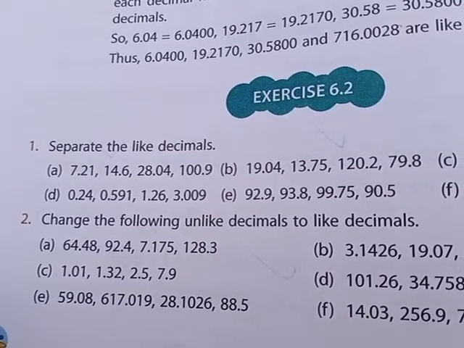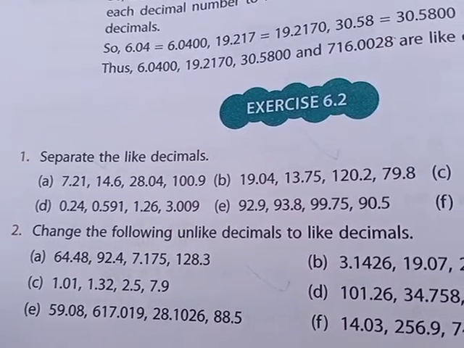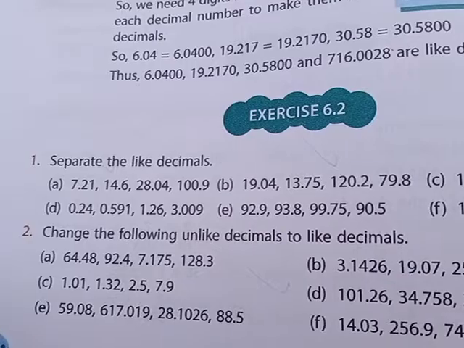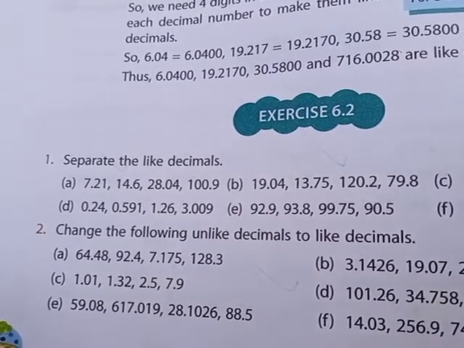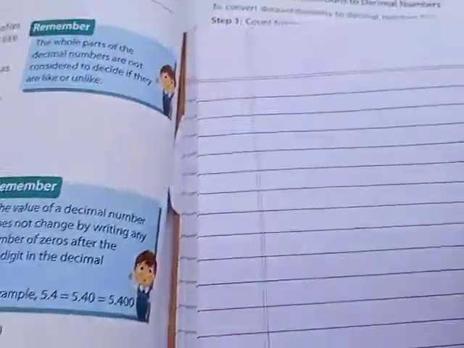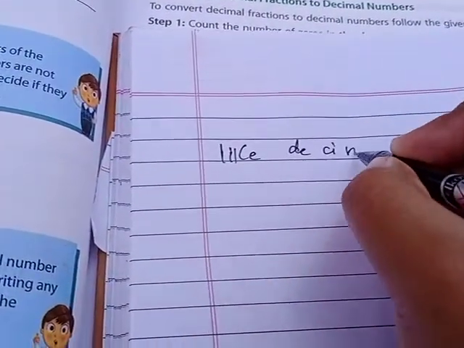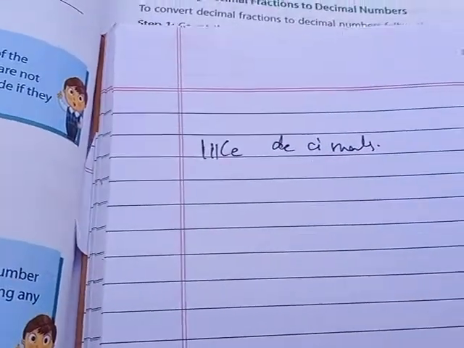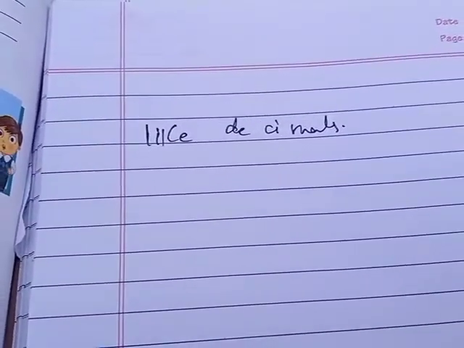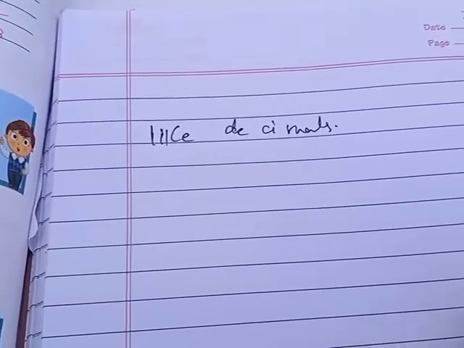Exercise 6.2 now. Question number 1. Separate the like decimals. Now, what are like and unlike decimals? First of all, we'll discuss that and then we'll go with the questions. What are like decimals? Like decimals are those decimals in which after the decimal the number of digits are equal.